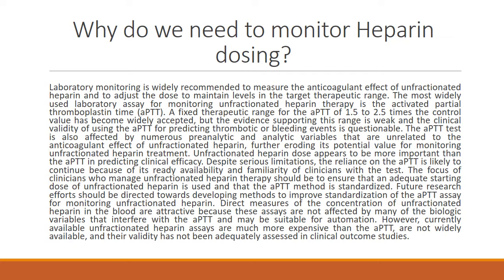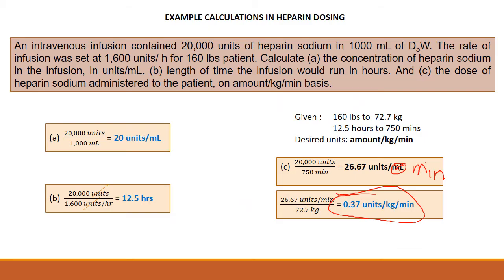Direct measures of the concentration of unfractionated heparin in the blood are attractive because these assays are not affected by many of the biologic variables that interfere with the APTT, and many may be suitable for automation. However, currently available unfractionated heparin assays are much more expensive than the APTT and are not widely available, and their validity has not been adequately assessed in clinical outcome studies. Okay, so you have the APTT.